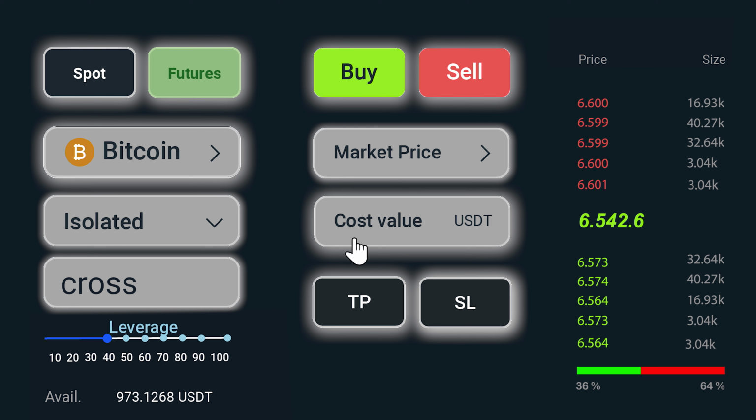You can also set a stop loss and take profit orders to manage your risk. Futures trading is more advanced. You are capable of gaining profit as the market goes up or down. So it's crucial to understand the mechanics before diving in.